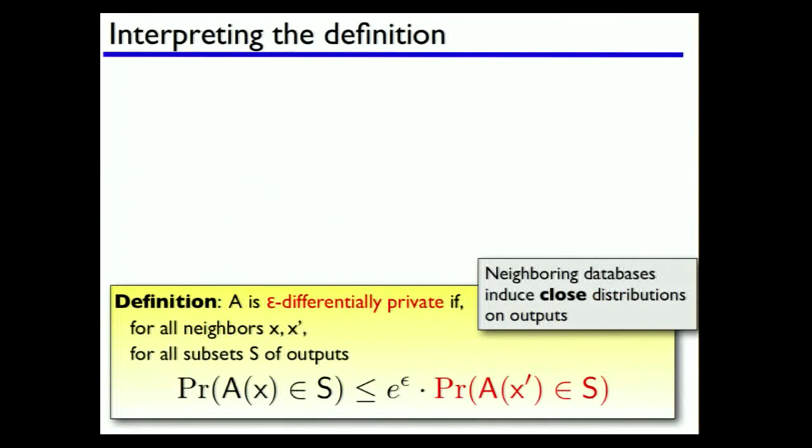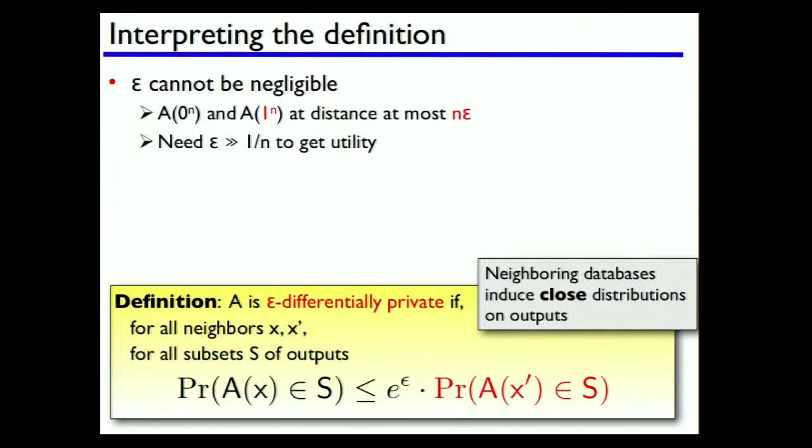Okay. So this is more for the TCC crowd in the audience, but let's just hack away at the definition a bit. What is this definition really telling us? Okay, so first some notes. As I said earlier, epsilon can't be too small. It's actually easy to see why that is.